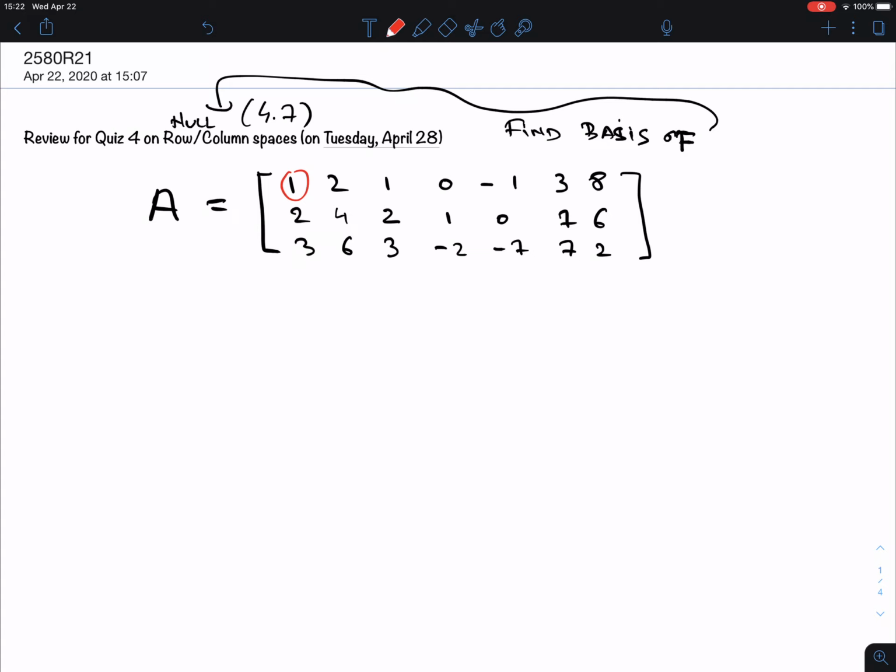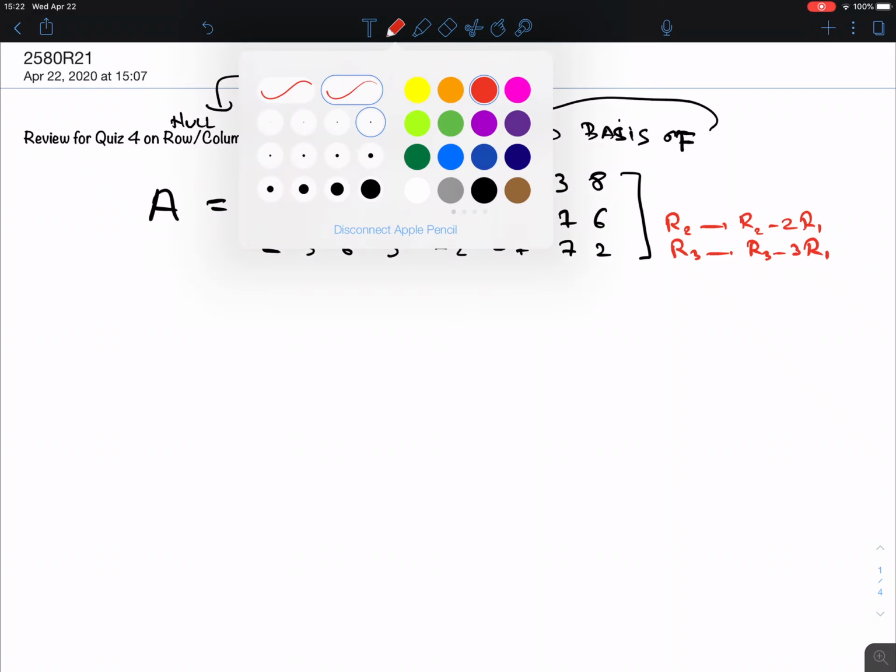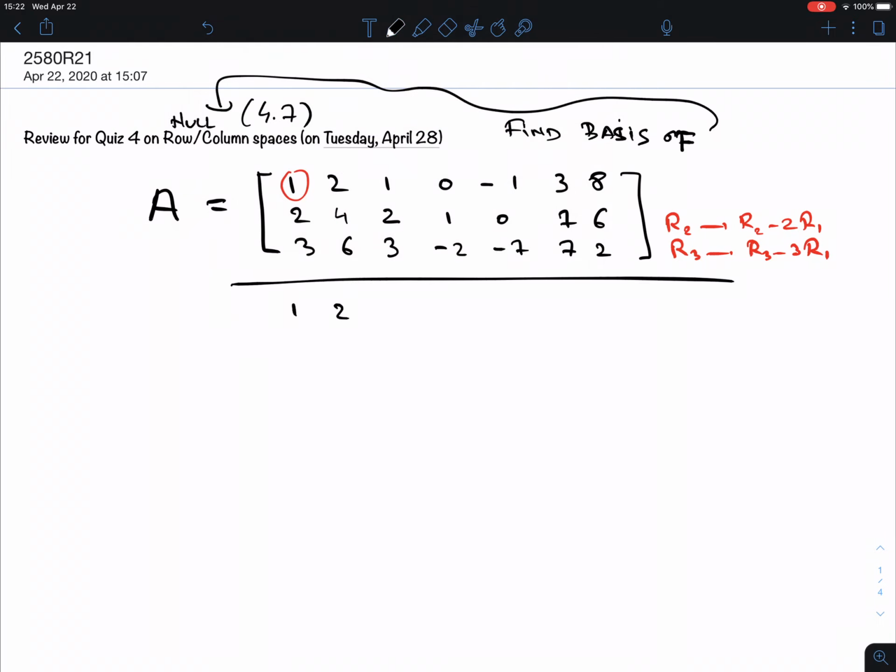So we have the 1 here, what we want, and so we're going to do row 2 minus 2 times row 1, and row 3 minus 3 times row 1. Okay, so what does this give me? 1, 2, 1, 0, negative 1, 3, 8. So we multiply this times negative 7, and we add up: 0, 0, 0. That times that is 1, then minus, that's a 2, minus 6 plus 7 is 1, minus 16 plus 6 is minus 10.